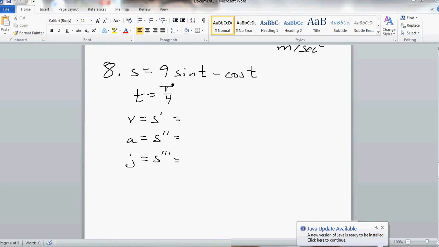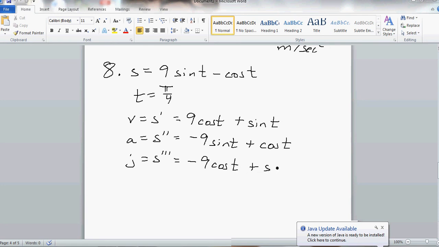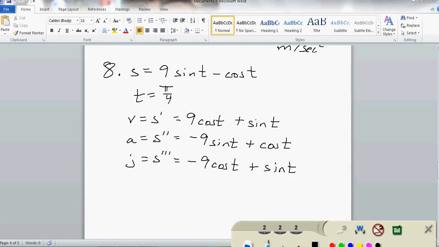Okay, the derivative of 9 sine t is 9 cosine t. Derivative of cosine t is a negative sine t, so this becomes plus sine t. Now we have to take the derivative of this. Derivative of 9 cosine t is negative 9 sine t, and the derivative of sine t is cosine t. Now the third derivative. Take the derivative of this. The derivative of negative 9 sine t is negative 9 cosine t, and the derivative of cosine t is a negative sine t. So I'm going to have to change that to a negative.